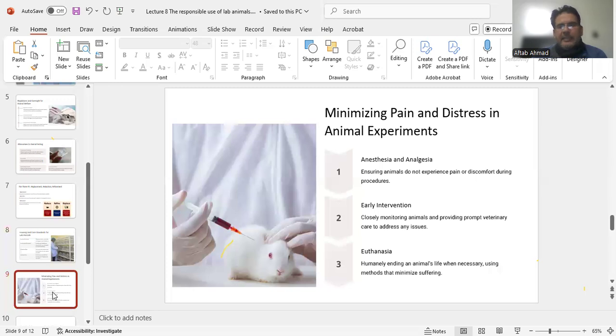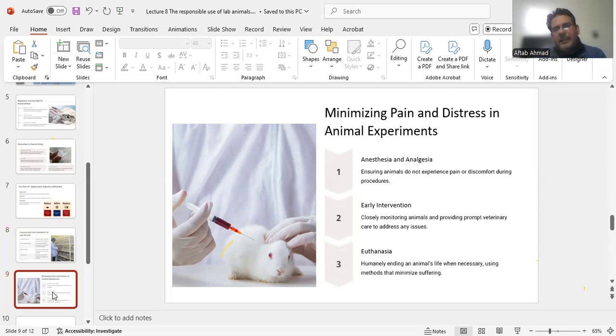The next thing that we are going to discuss is how we can minimize pain and distress in animal experiments. We have to work with animals sometimes. Just like I mentioned, for the last 20 years I have been working with animals. We have to get stem cells from them, we are working on some therapeutic proteins, and we were working on tissue engineering. So in all those cases, we have to work with animals.